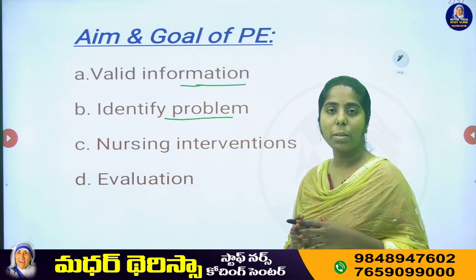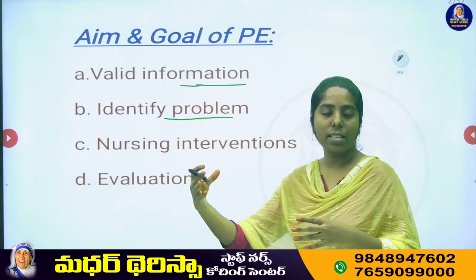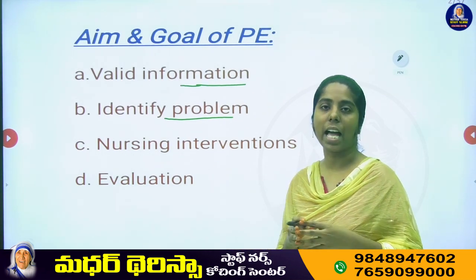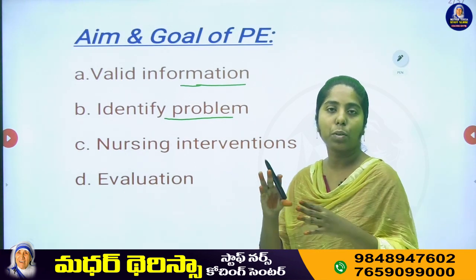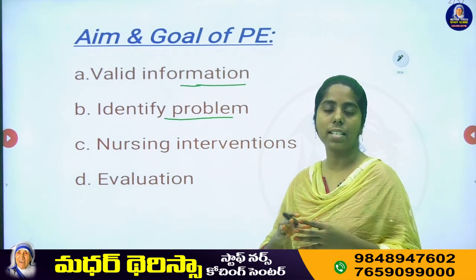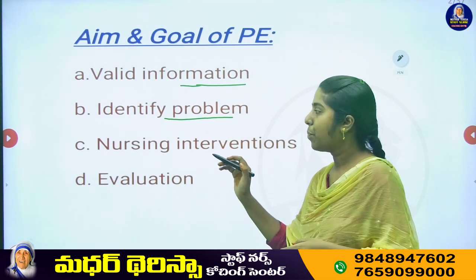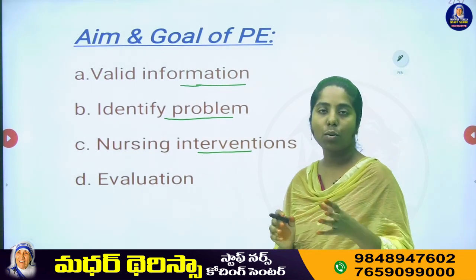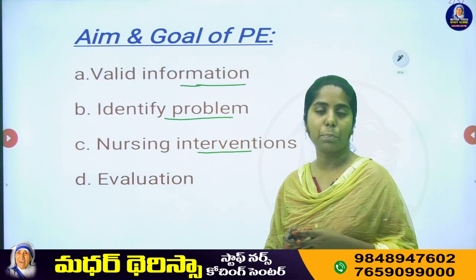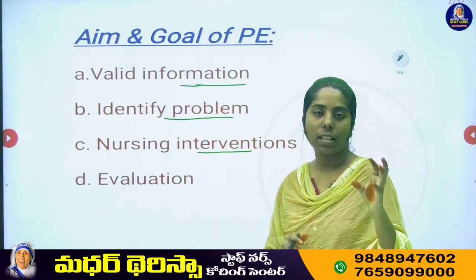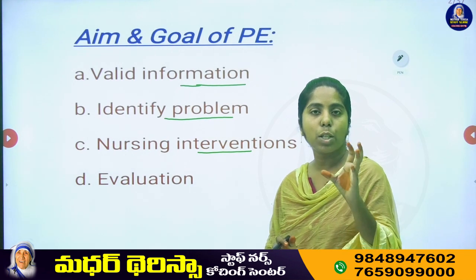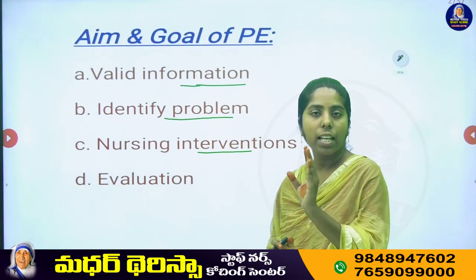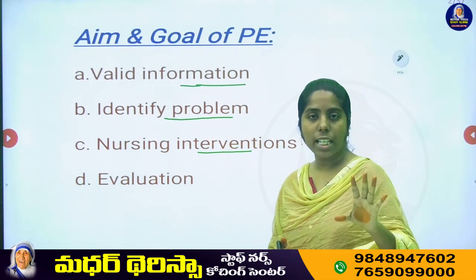Identifying the problem is nothing but to discover, that means to recognize the major problem the client is having. So to detect the problem or to diagnose the issue, what is the health illness regarding the client. Then next, nursing interventions, to frame the nursing interventions. After the assessing part is completed, once you have assessed the client, next you will frame a goal. Then the planning and implementation part is nothing but nursing intervention, right?